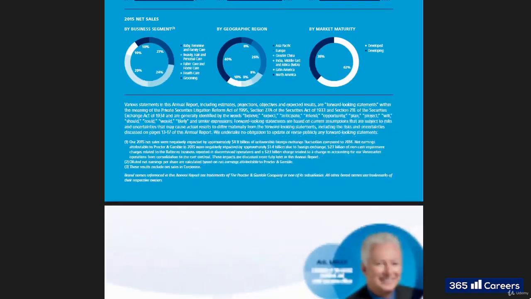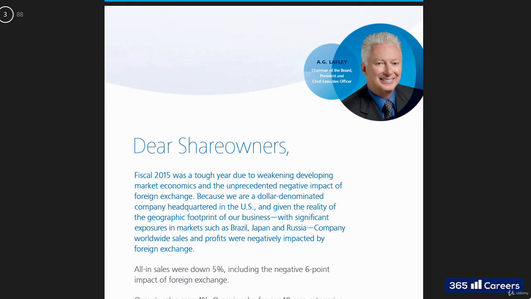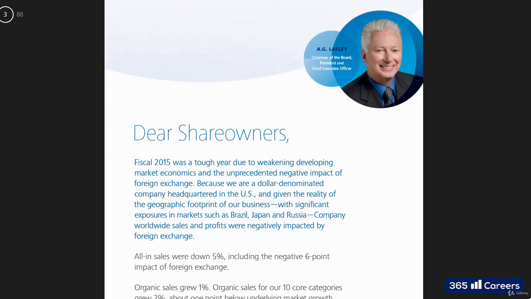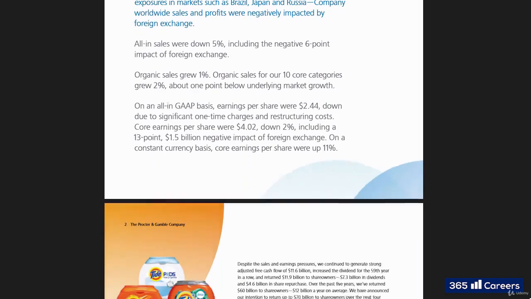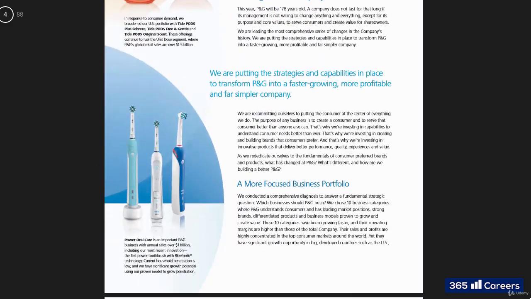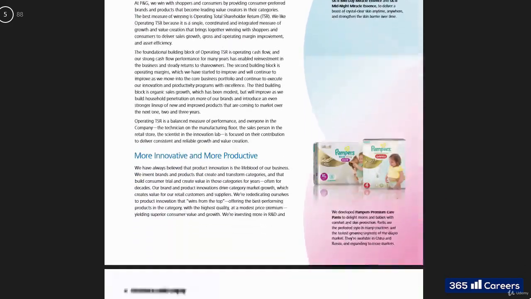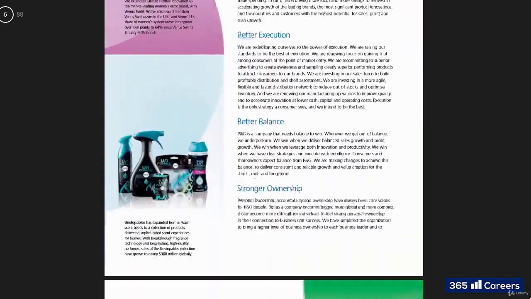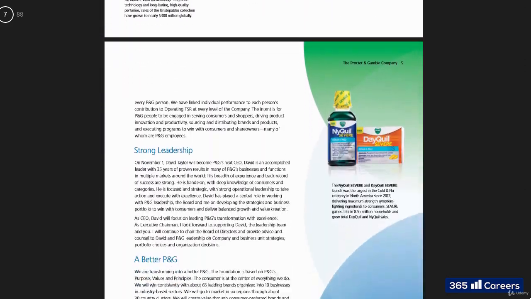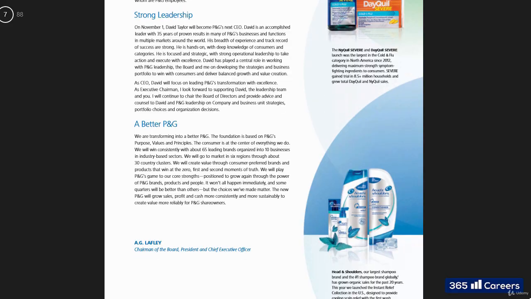Then comes the letter from A.G. Lafley, the company's CEO and chairman, in which he explains the developments related to P&G's business, the company's strategic positioning, and other important topics that would allow us to understand what the company does and what it aims to achieve in the future.